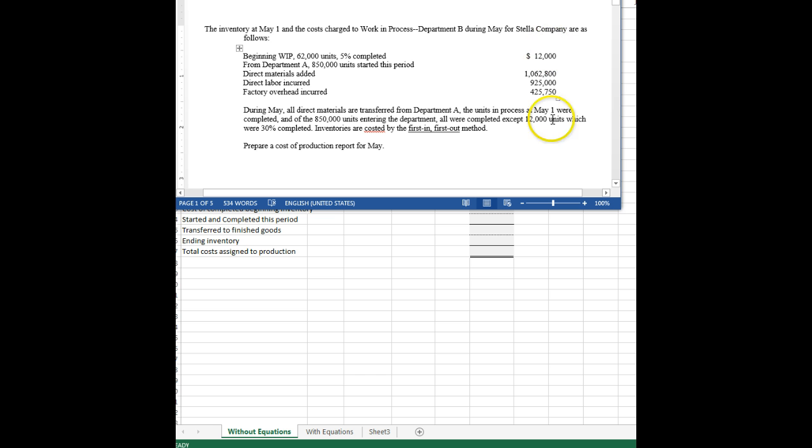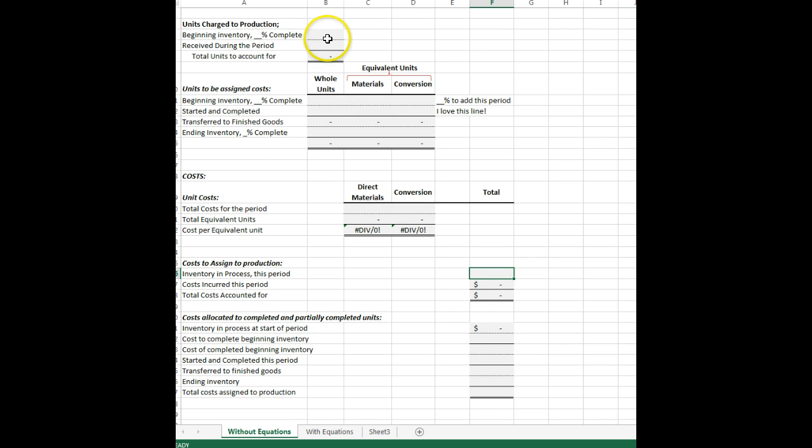We're looking for units, not dollars over here. Looking for units. So 62,000 units, 5% complete. Beginning inventory, 62,000. We're just going to note here that it's 5% complete. We might as well put that down here too. And since I've said 5% complete, let's go ahead and put the complement to that here. So this is 95% to add this period.